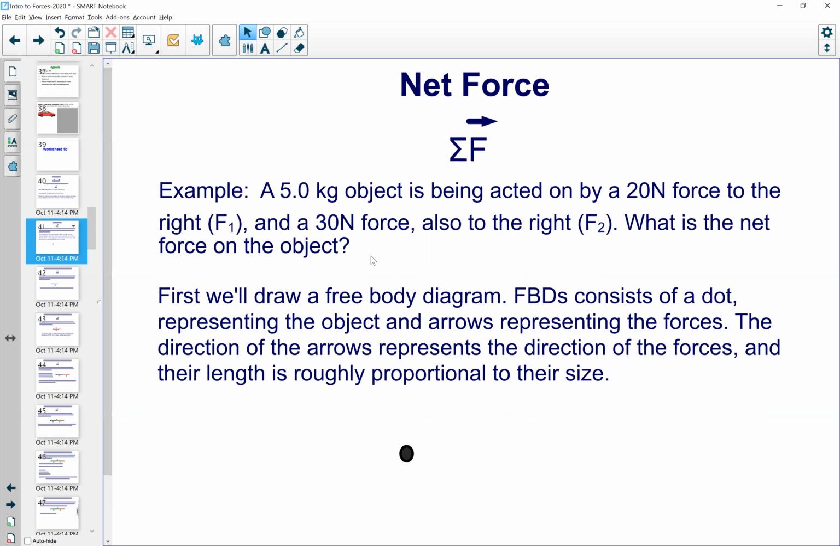But I want to walk you through the steps you would do for any problem, even if it's not as simple as this. First thing you should do is draw a free body diagram, which, if you remember from last time, is a dot that represents the object, or a box, and then arrows coming off of that dot or box to show the forces. The arrows should, in their direction, represent the direction of the force, and in their length, represent the magnitude of the force.